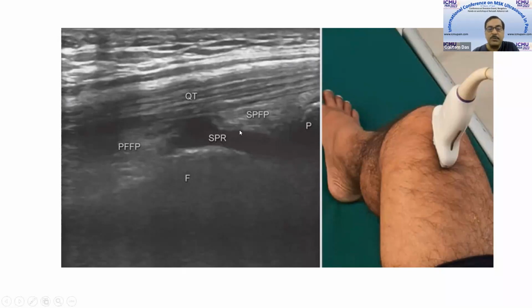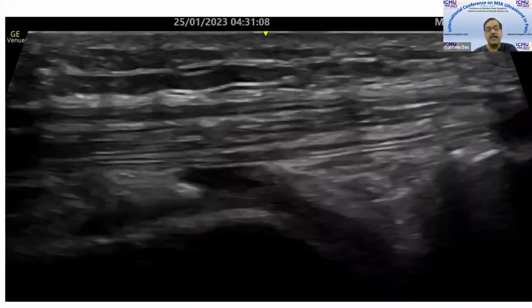So when you take the probe more proximally, what will happen? We will gradually see that the thickness of the suprapatellar fat pad is reduced, the prefemoral fat pad starts, and the articularis genu muscle starts. So keep this picture in your mind. This is a very, very important picture when you are doing long axis scanning. Here it is not labeled. So this is the patella, this is your suprapatellar fat pad, then your synovial recess, this is your prefemoral fat pad, then the articularis genu muscle, and then your femur.